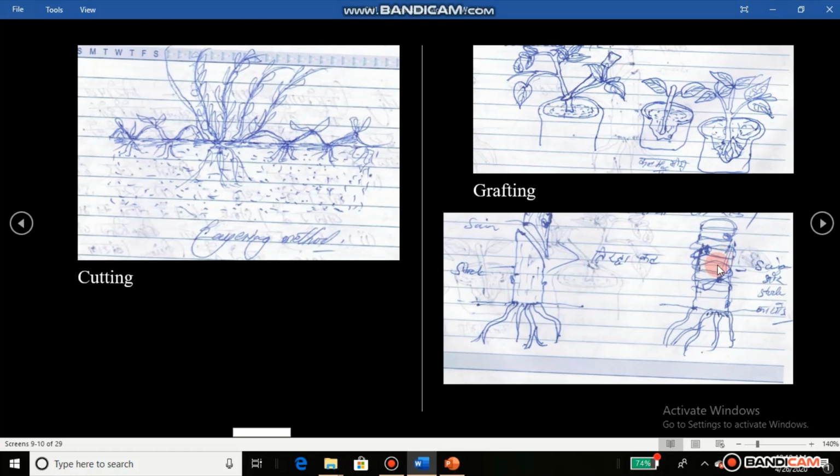Let me tell you one more thing. When you bind these cloths over there, also put a plastic cover over them for protection, from bacterial harm or fungus harm, for preventing purposes. When the scion and stock attach, then the fruits will come out, which can have the desired qualities that you need. So this is the grafting method.